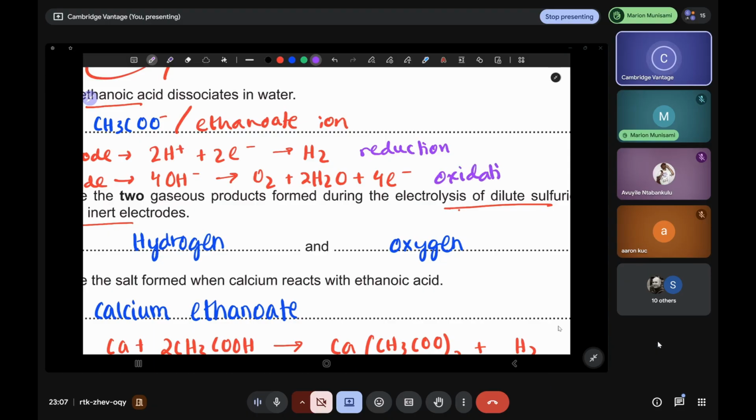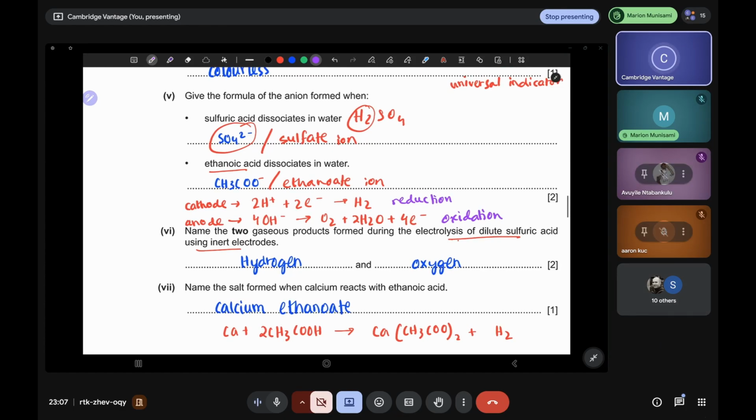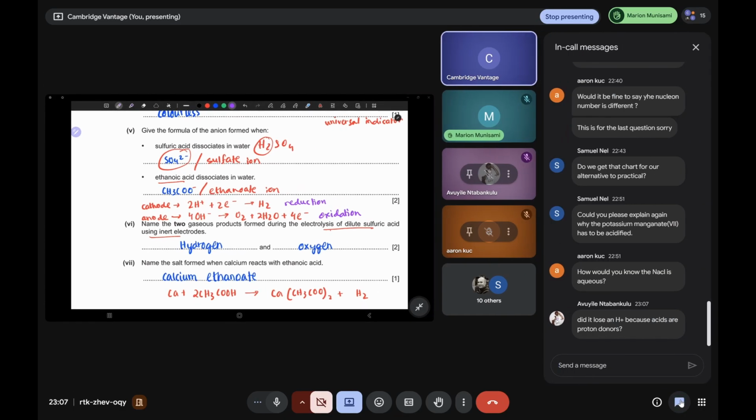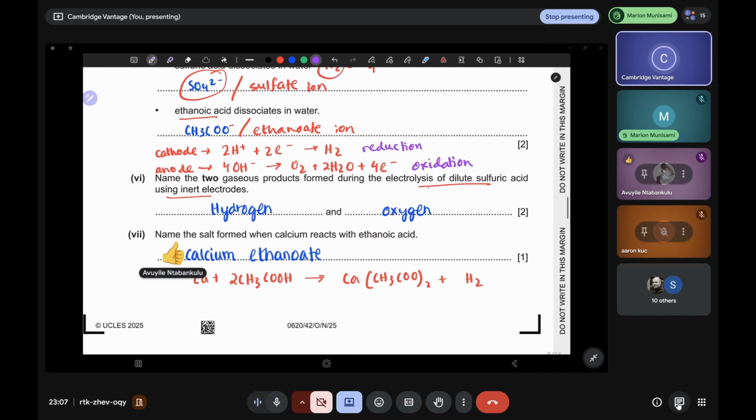And yes, it lost H+ because acids are proton donors. You are correct. All right. Name the two gaseous products. So we can see that one of the products is hydrogen, the other one is oxygen. And again, they asked you to name it. So be careful, students. Hydrogen and oxygen are the answers over here.